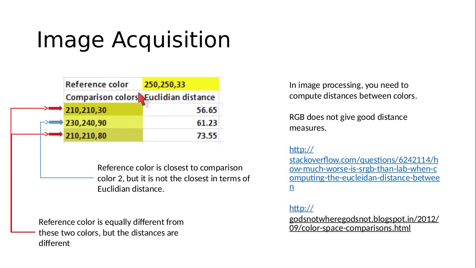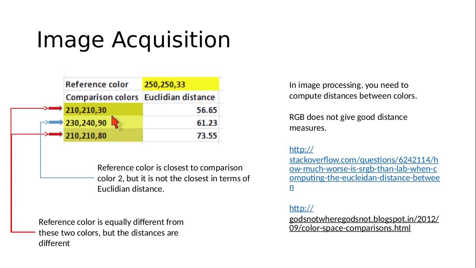If you did that between the reference color and color patch number 1, the distance that you get is 56.65. If you computed Euclidean distance between color number 2 and the reference color, the answer is 61.23, and the distance between color number 3 and the reference color is 73.55. Now you can see that the reference color is actually far away from color number 1 and color number 2. So you can see that this is 56.65 and 73.55. So this is the closest one. So the color number 1 is very close to the reference as compared to these 2 colors.